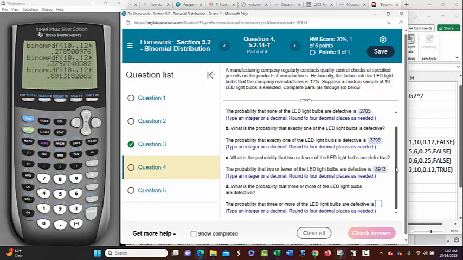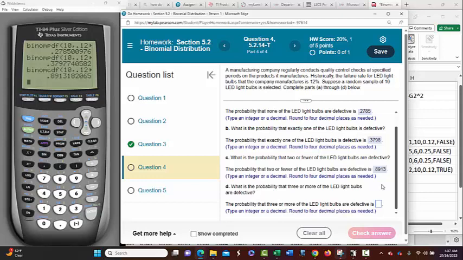3 or more is basically the opposite of 2 or less. 2 or less covers 2, 1, 0, and 3 or more covers 3, 4, 5, 6, 7, 8, 9, 10. Now, you can add up those answers and go 1 minus the sum of those. I'm sorry, not the first 3. 1 minus 2 or fewer, the .8913. 1 minus that will give you the right answer, because that's already 2 or fewer.